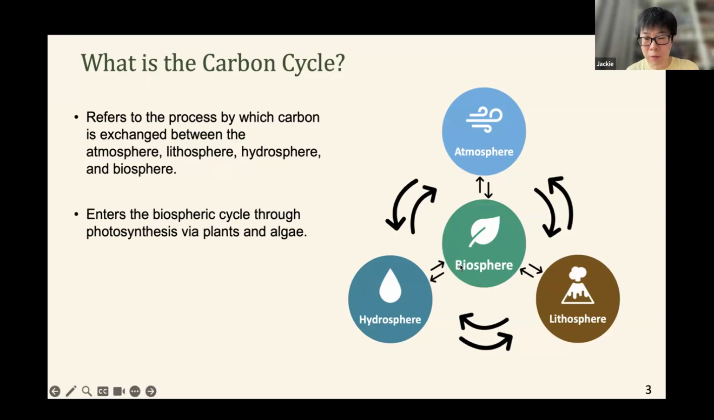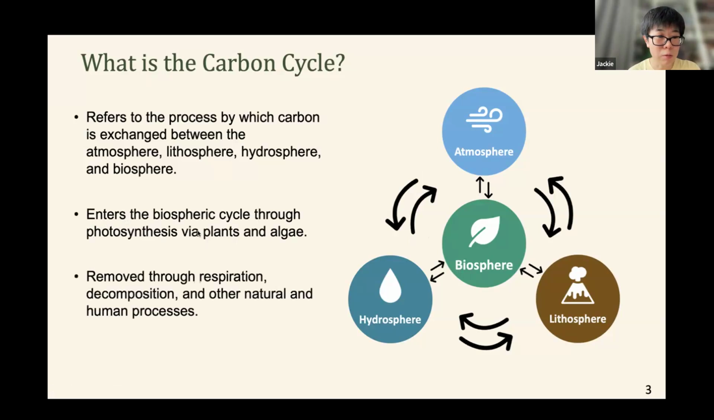If you look at the carbon cycle from the perspective of the biosphere, to simplify this Earth system, you can see carbon basically enters the biospheric cycle through photosynthesis by plants and also algae in the ocean, right? And we can generally understand that carbon is removed through respiration, decomposition, and other natural and human processes. So this is briefly a general picture showing what the carbon cycle is and the target that we are doing research on.